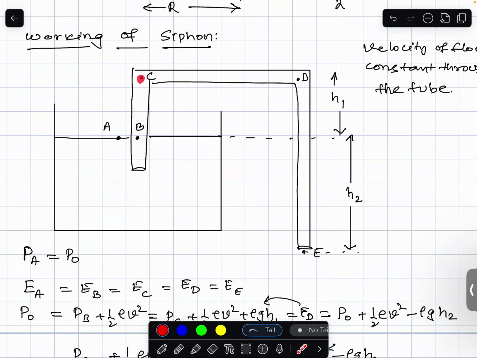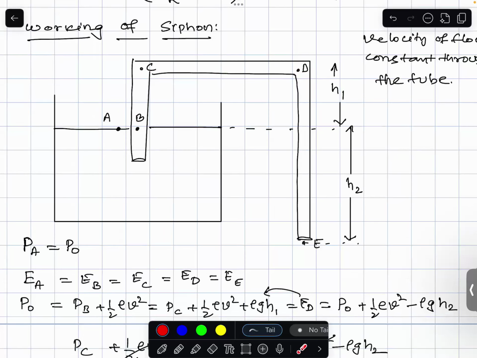As it goes up to C, the pressure further falls because there is a gain in gravitational potential energy without any gain in kinetic energy. So pressure energy is lost. Again, the entire CD level has the same pressure. And again, the fluid comes down. By the time it reaches E, it will have the same pressure as it would have at A. Any doubt till this point? Are we clear? Right. Now, try to understand that energy at A, energy at B, energy at C, energy at D, energy at E is the same.